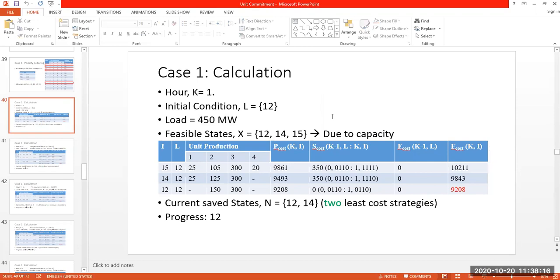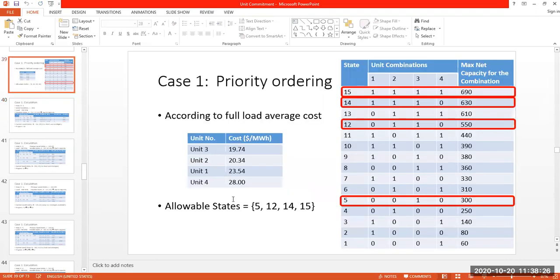So with this demand, what are the feasible states? Remember your load is 450. Now you differentiate between feasible state and allowable state. Your allowable states were all 4, because you are following the strict priority ordering, you only had 4 allowable states to start with. But now you are discarding some of them. Your demand is 450, so state number 5 can't satisfy the 450 megawatt demand. So this will not be a part of your feasible states.